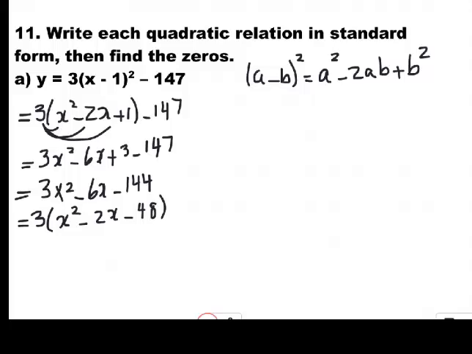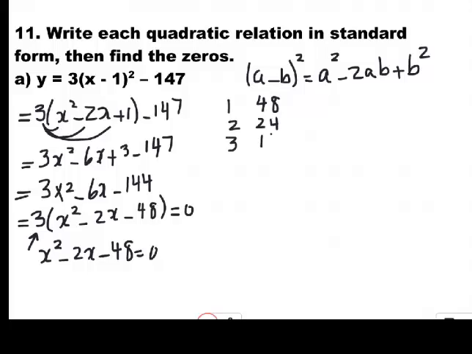Now, to find the zeros, we have to make this equal to 0. 3 can't be 0, so the only possibility is x squared minus 2x minus 48 is equal to 0. There is no more common factor here. The leading coefficient is 1, so I can use sum and product. So I have to find two numbers whose product is 48. Those two numbers are 1 and 48, 2 and 24, 3 and 16, 4 and 12, and 6 and 8.